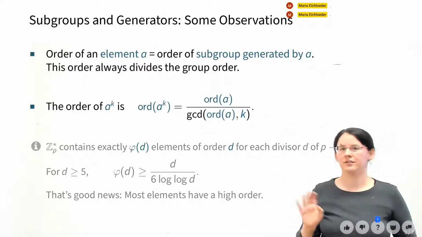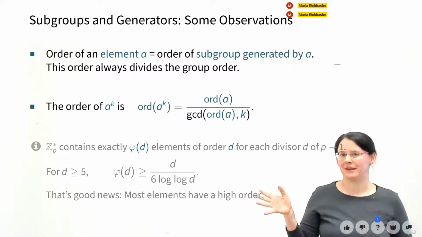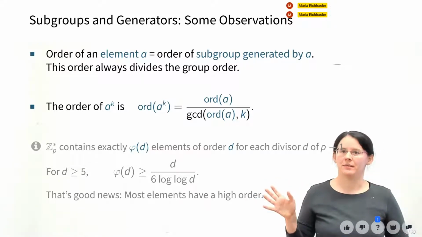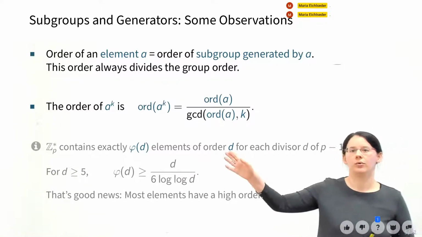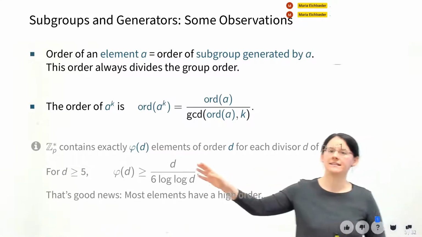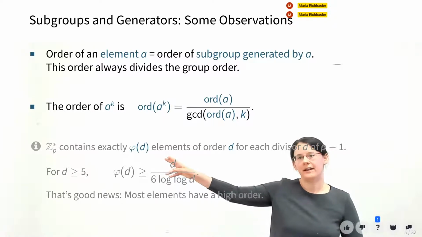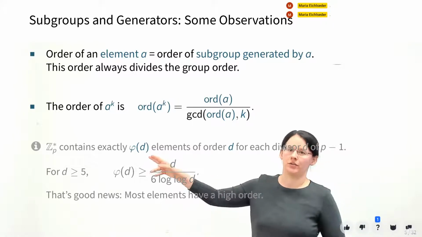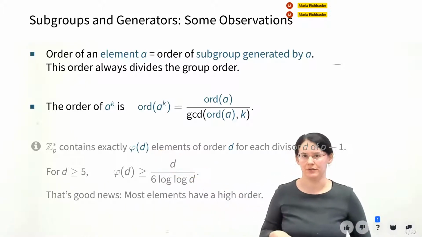And from this I can derive another very important thing. Now please don't remember the details of this, but remember the main message. Namely, each group has a very specific number of elements of a particular order. If I'm interested in an order D, and this D divides the group order, then I can say that there are exactly phi of D elements of this order, where phi is the Euler phi function that we met already, which is approximately the order of magnitude of D itself if D doesn't have too many prime factors.